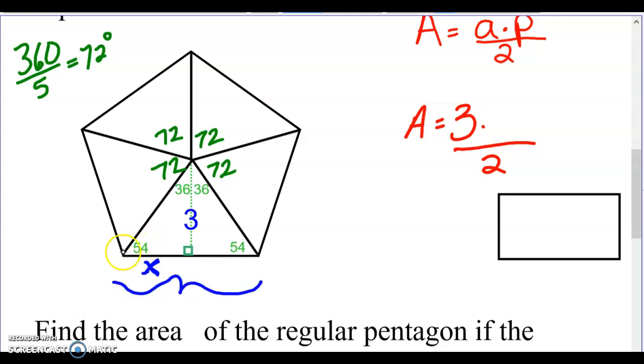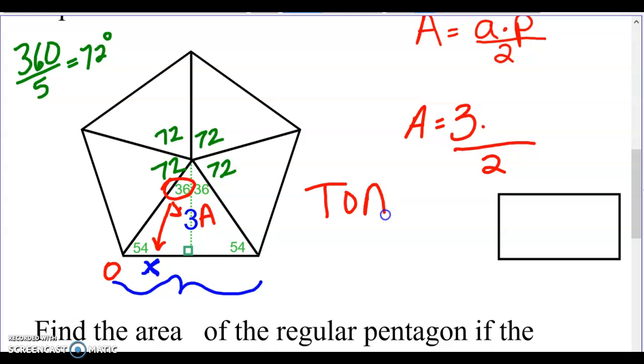I could either circle the 54 or I could circle the 36. It doesn't matter. I am going to circle the 36. So when I circle the 36, that would make the X be the opposite. So this would be the O. The 3 would become the adjacent, right? And then I think about SOHCAHTOA, and I've got the O and the A, so that means I'm going to use TOA.